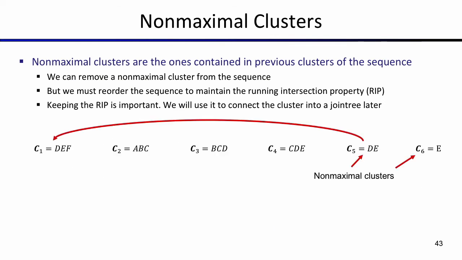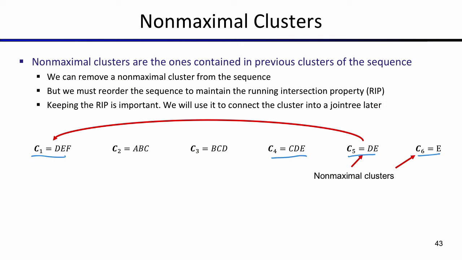Okay, and we have it here in this slide. We have these two non-maximal clusters, C5 and C6, that we would like to eliminate. And in order to do this, first we check that they are non-maximal clusters by simply looking if they are a subset of variables from another cluster. So in this case, C5 is a subset of C1. It's also a subset of C4, so we can eliminate C5.